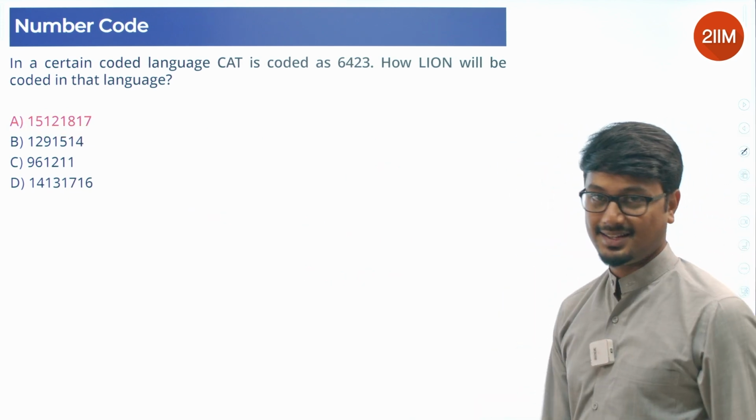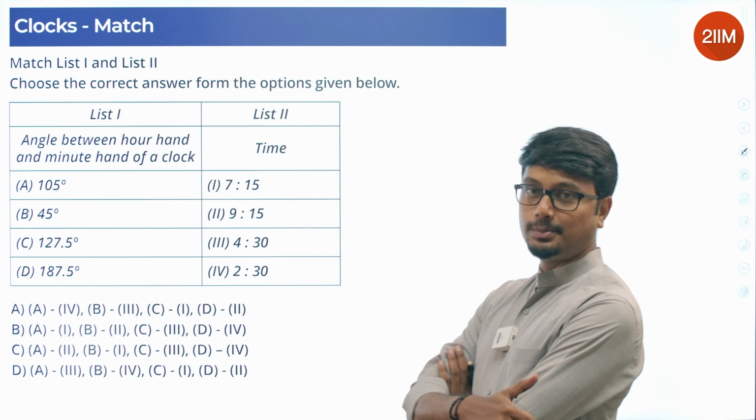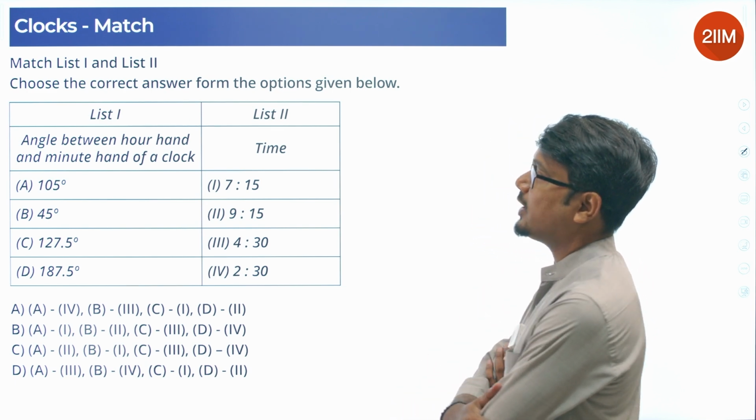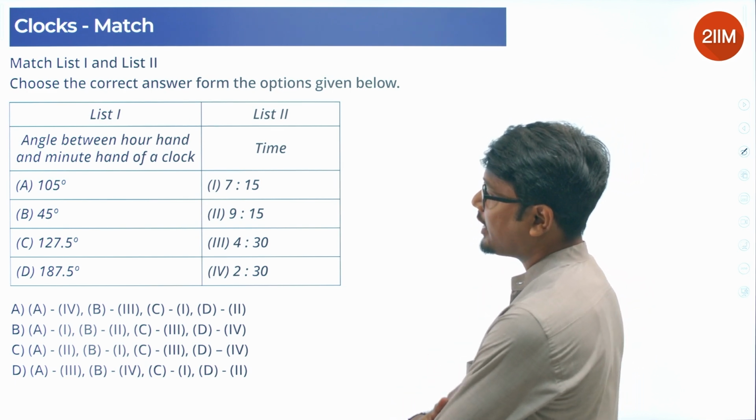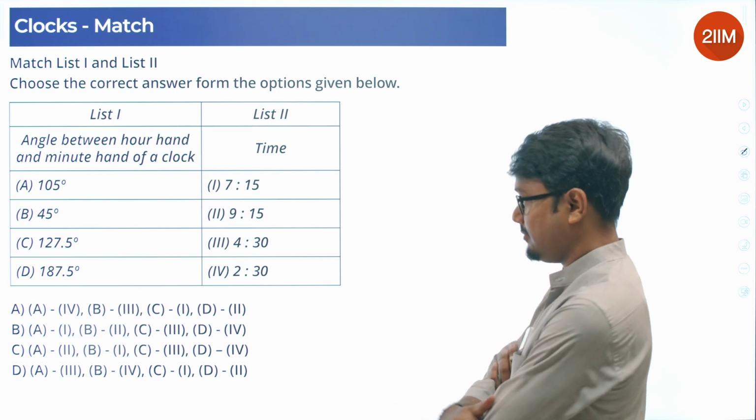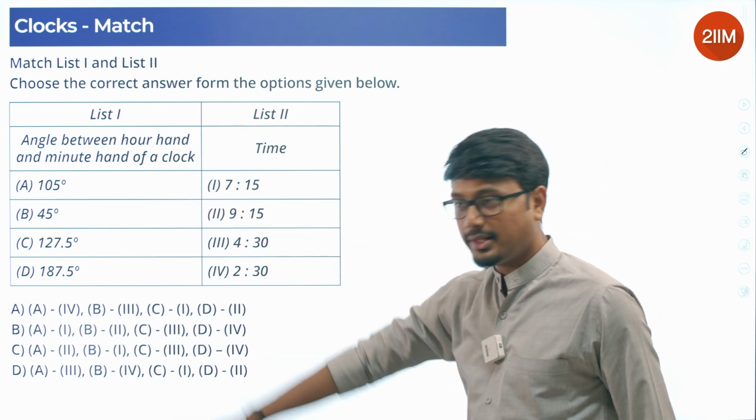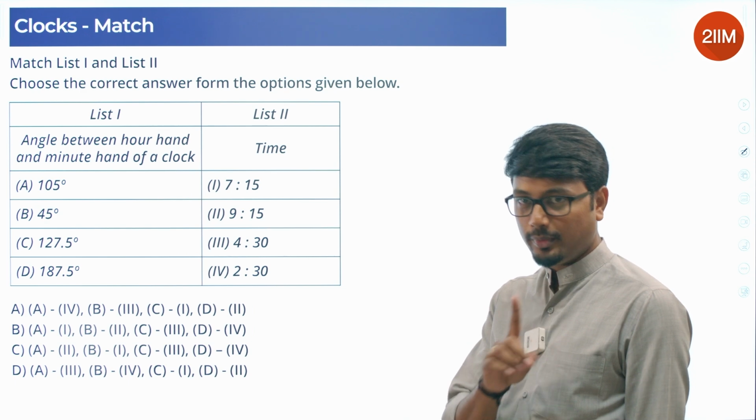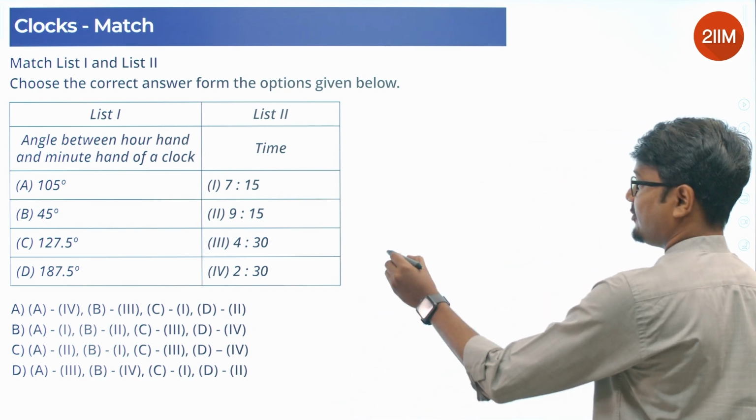Yeah, right answer. So clocks match the list 1 and 2. Angle between the hour hand and minute hand of a clock, time. So these times, these are all the angle. To solve this, we have one formula, a technical formula is there.